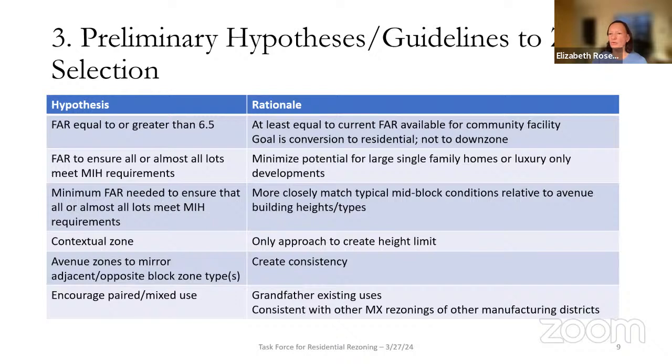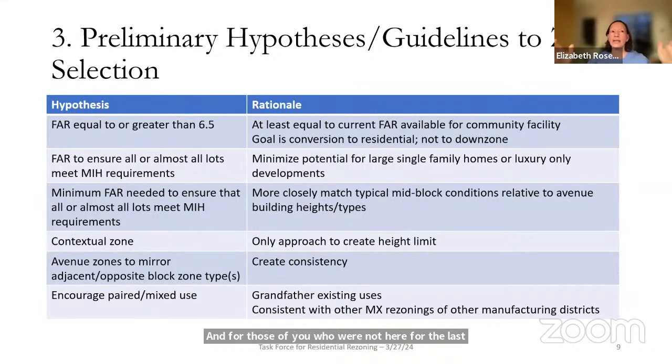Based on the meetings that we have had so far and the input from people attending these committee meetings, we've developed some hypotheses. For those of you who were not here for the last meeting, we presented a variety of different zone types and their associated FAR and height limits, and compared them to the current zone allowances for these different types of blocks. We also showed visuals of buildings on the Upper East Side that are examples of what a building built under these zoning rules looks like.